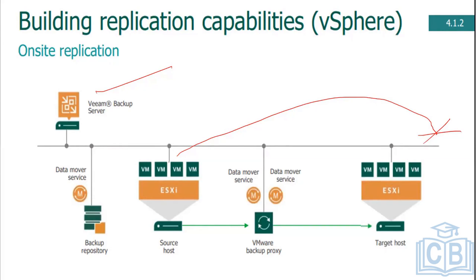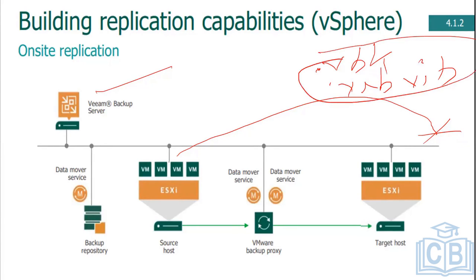It is not backing up any data. It is not storing the information in VBK or VIB or VBM. What it is doing is creating exact same copies of the virtual machine. What does backup do? When you perform a backup, what exactly is it doing? It is storing the data in this format. That's the only difference between the backup and replication.